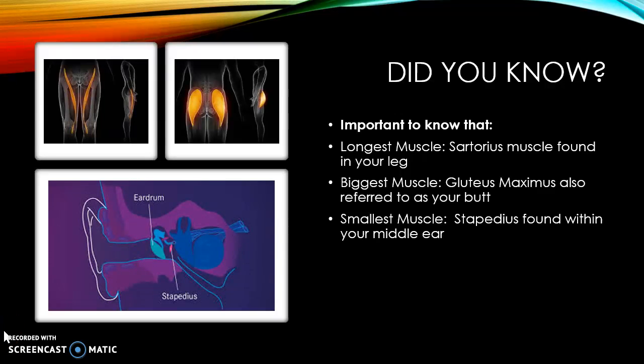Did you know that the longest muscle in the human body is the sartorius muscle, which is found in your leg? The biggest muscle is your gluteus maximus, also referred to as your butt, and your smallest muscle is the stapedius, found within your inner ear.